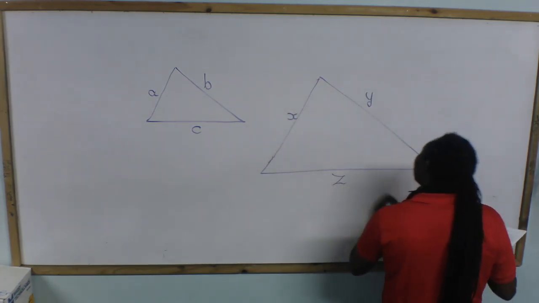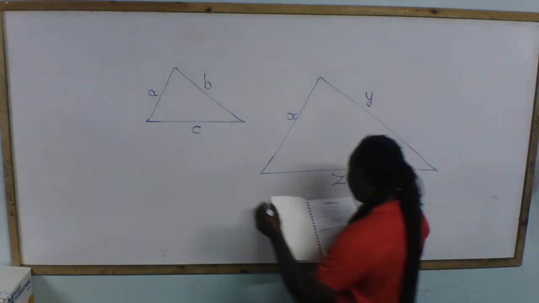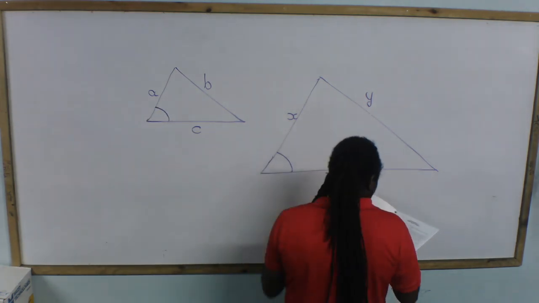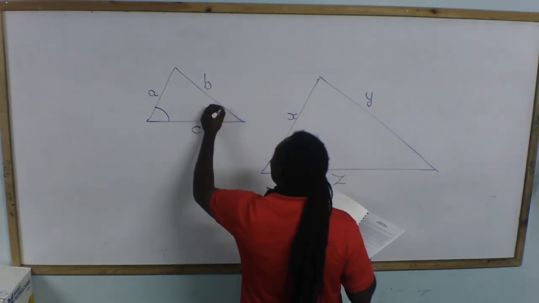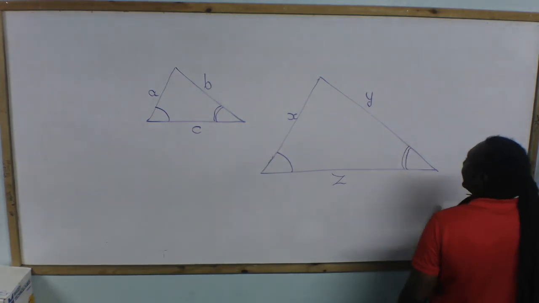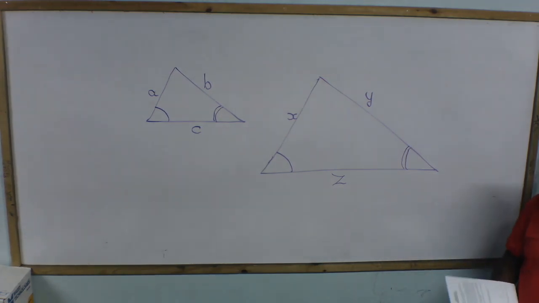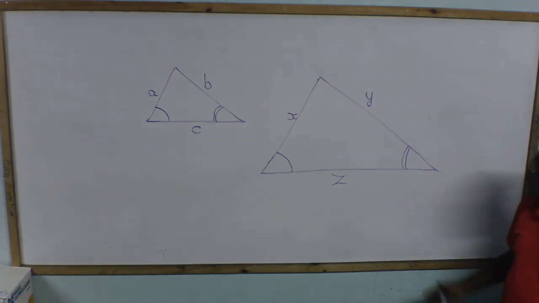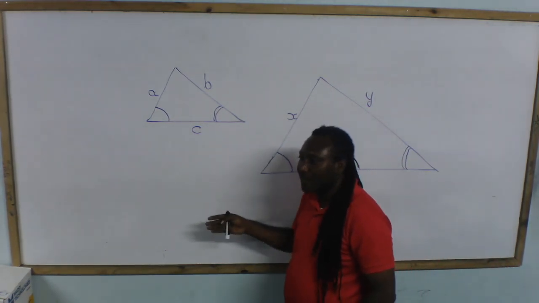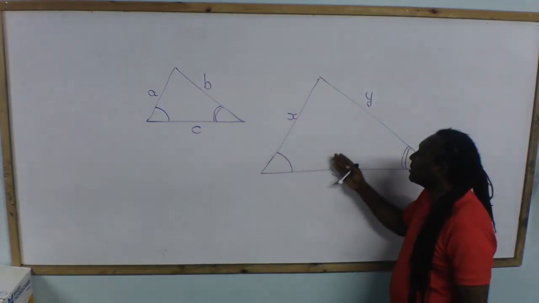X, Y, Z, right. And of course we do this without putting any number here, and we do this without putting any number, giving you an idea of the corresponding angles that are equal. If we don't have corresponding angles that are equal, then we will not have any such thing as similar triangles.